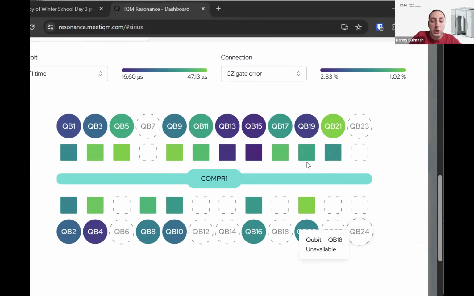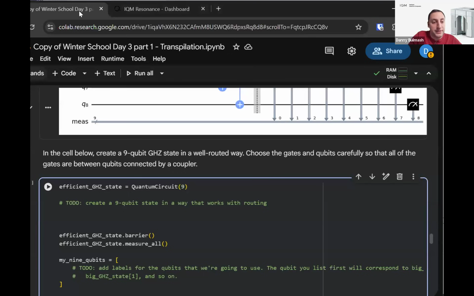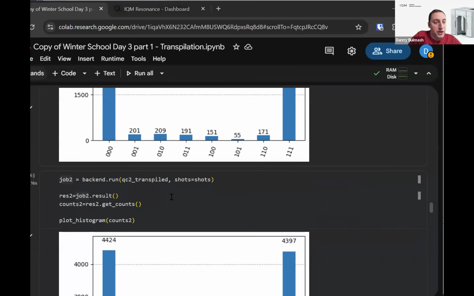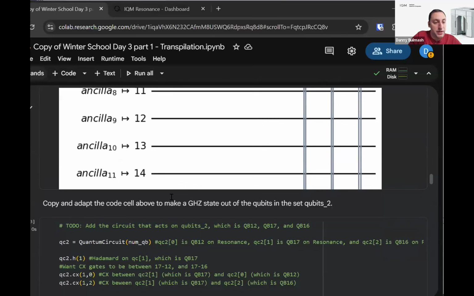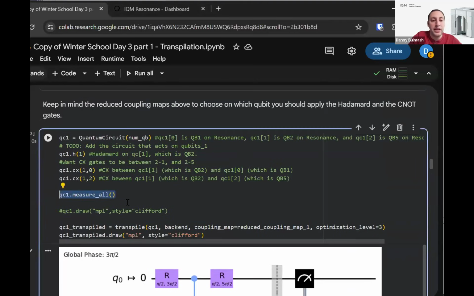So you want to look very carefully and decide which qubits you want to run on if you're doing this on Sirius. If you get a warning about measurements, this was a bit of code that I forgot to put in the first time. Make sure that your quantum circuits include a line that looks like this, qc.measureAll. That is actually telling it that you're going to make a measurement.